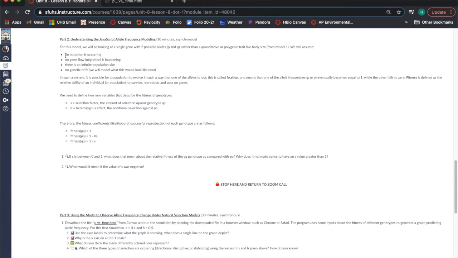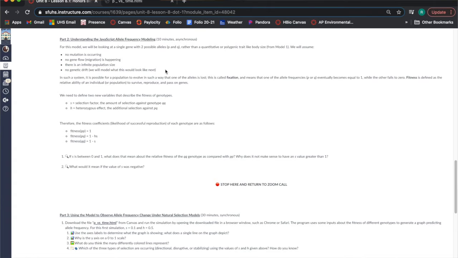So no mutation is occurring in this case. No gene flow is going on. There's no migration in or out of our population. We're going to assume for this model we have an infinite population size. And we're going to assume no genetic drift. Genetic drift is probably the hardest evolutionary tool or evolutionary pattern for students to understand, so I'm not modeling it yet for you. We'll model what this looks like next week. But we can assume for right now there's no random genetic drift occurring in the population.